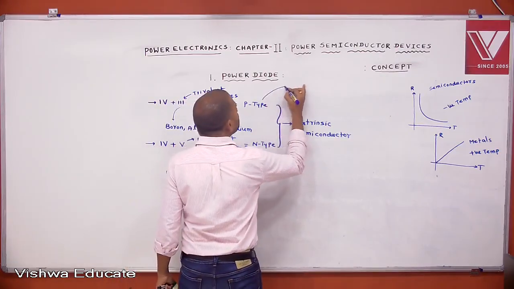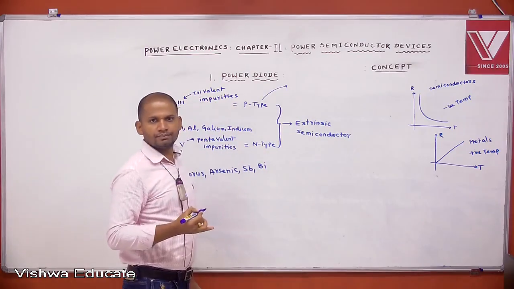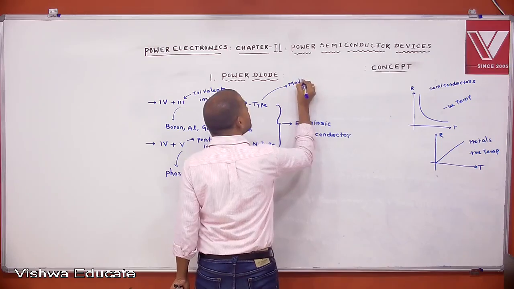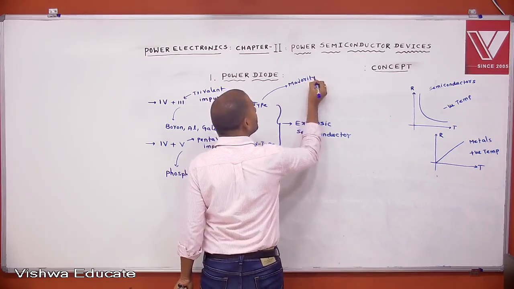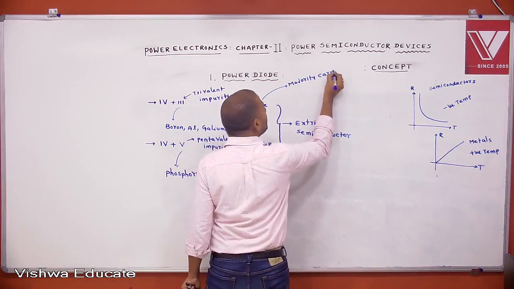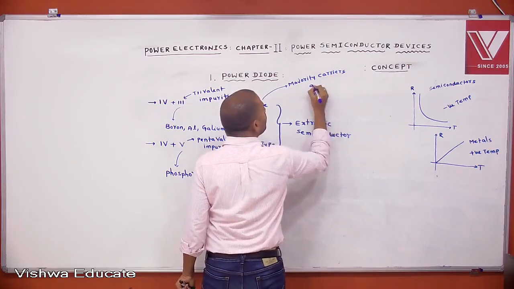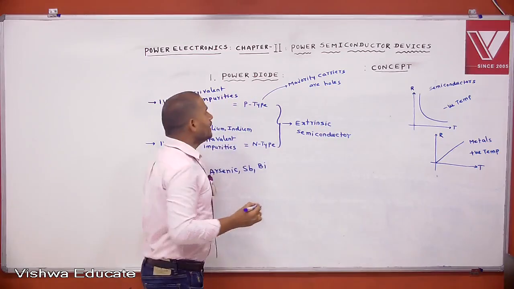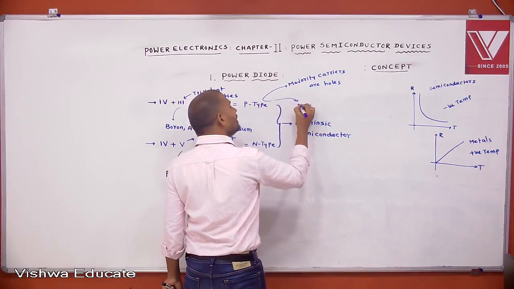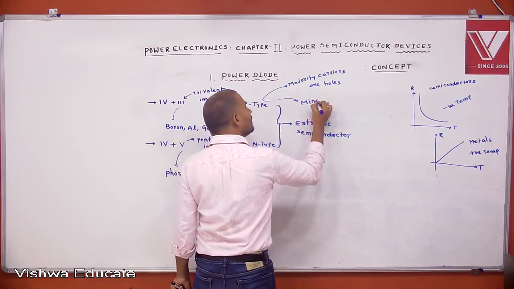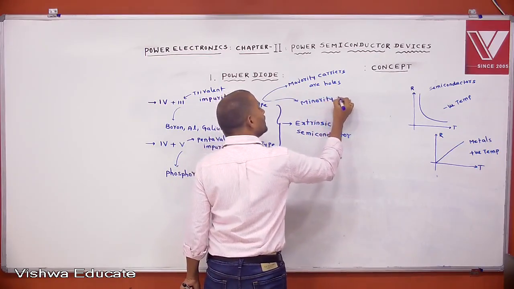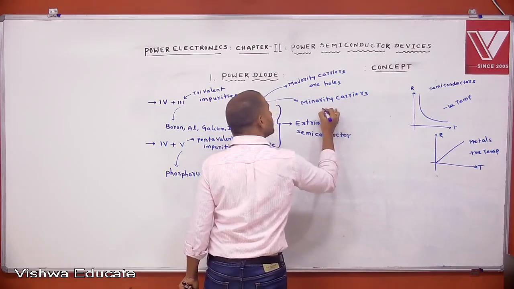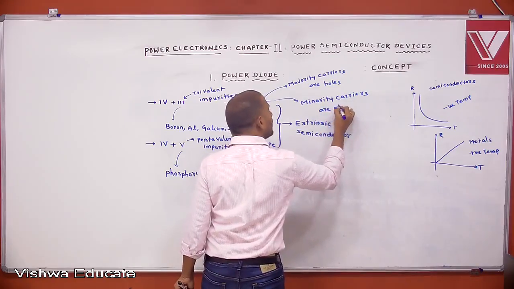Then in a P-type semiconductor, which is the majority carrier? Majority carriers are holes. Then which is the minority carrier? Minority carriers are electrons.